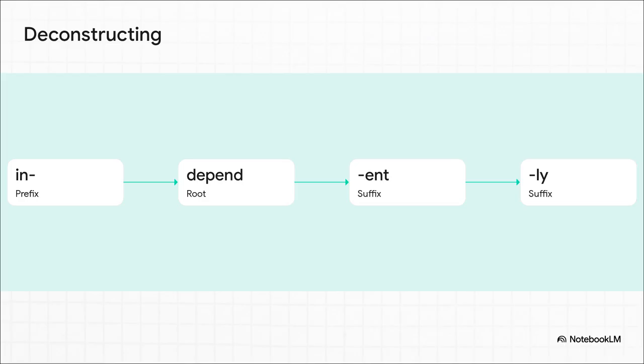Let's break down a big word like independently. The root, our main building block, is depend. To that, we can add the prefix in, which means not. Then comes the suffix ent, which flips the verb into an adjective. And finally, we add y to turn that adjective into an adverb. You see that? Four distinct little pieces of meaning, all snap together perfectly.